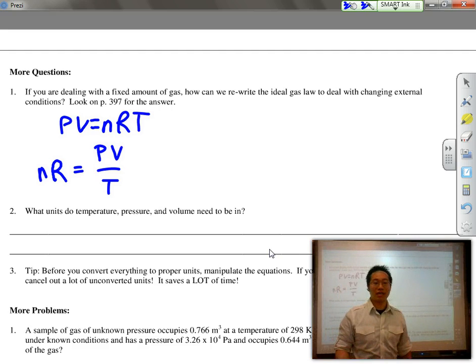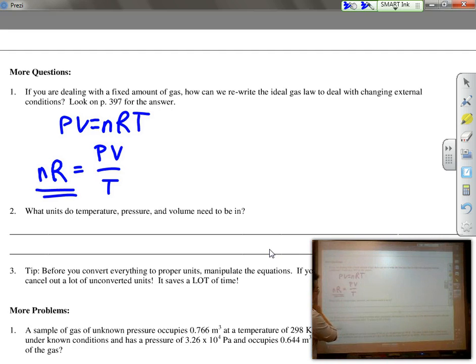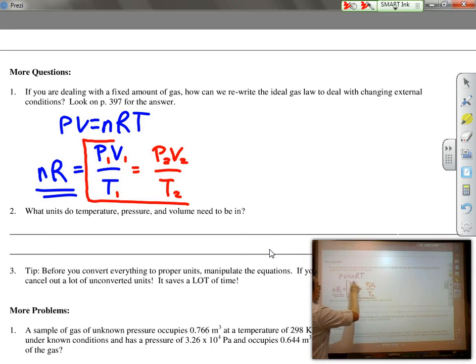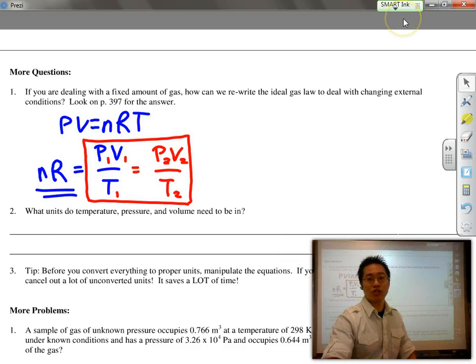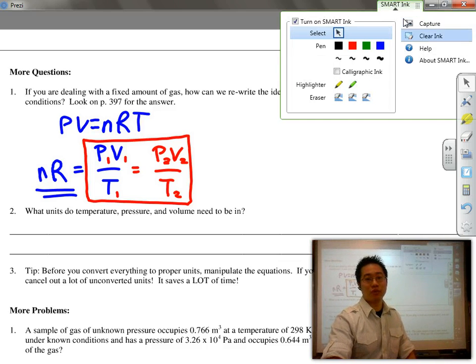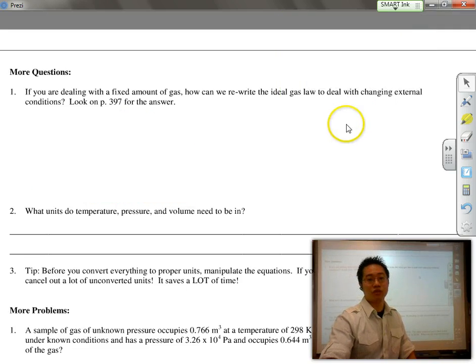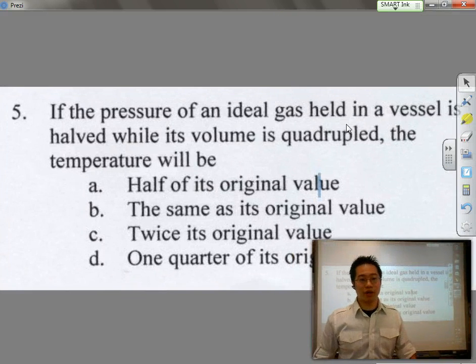And because nR is unchangeable, I can set PV over T equal to a second PV over T, meaning I get that P1V1 over T1 equals P2V2 over T2. And this is what you guys did in chemistry last year. The most common type of question with P1V1 over T1 equaling P2V2 over T2 is a multiplier question.